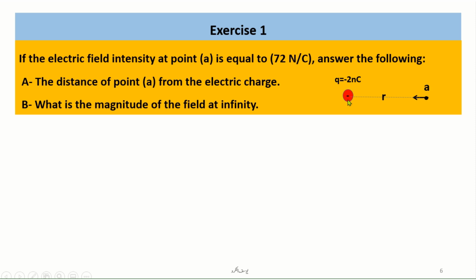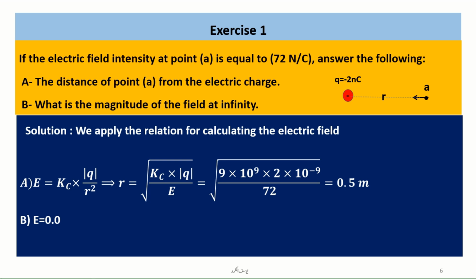Here is the negative charge, which equals minus 2 nanocoulomb. Here the distance equals R. We have to know the direction of the field. Here it comes to the left. That means it goes toward the charge, the negative charge, as shown in the figure.